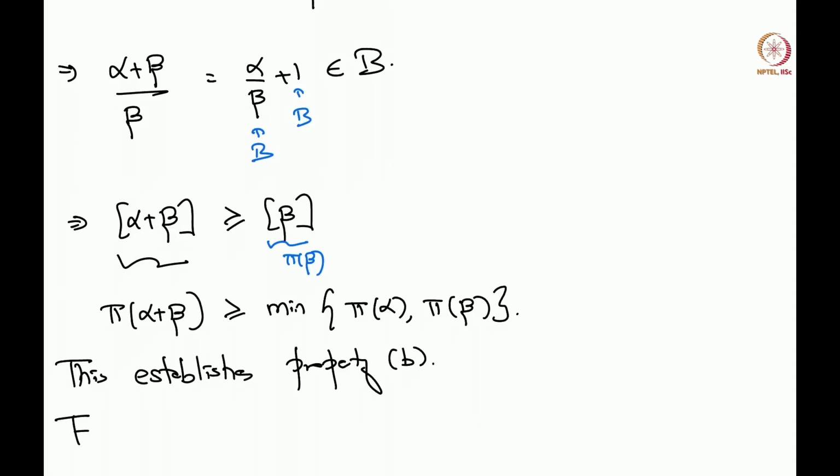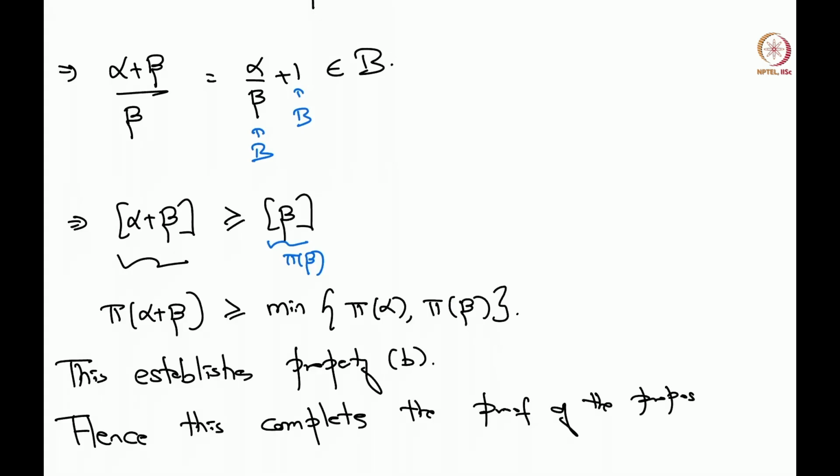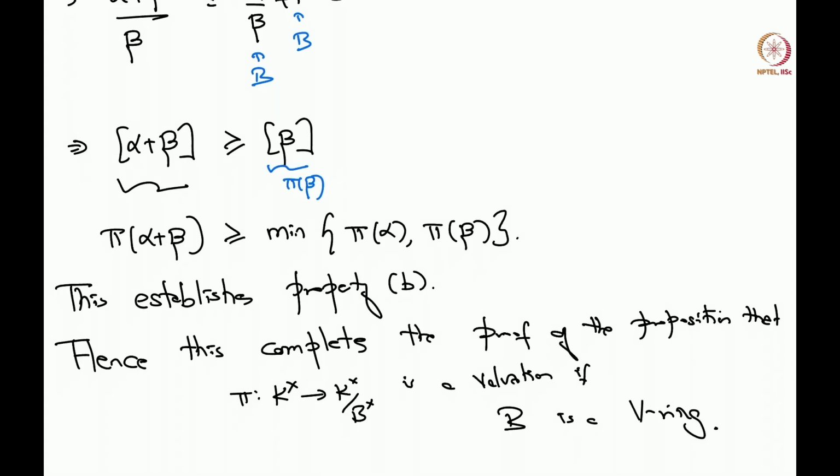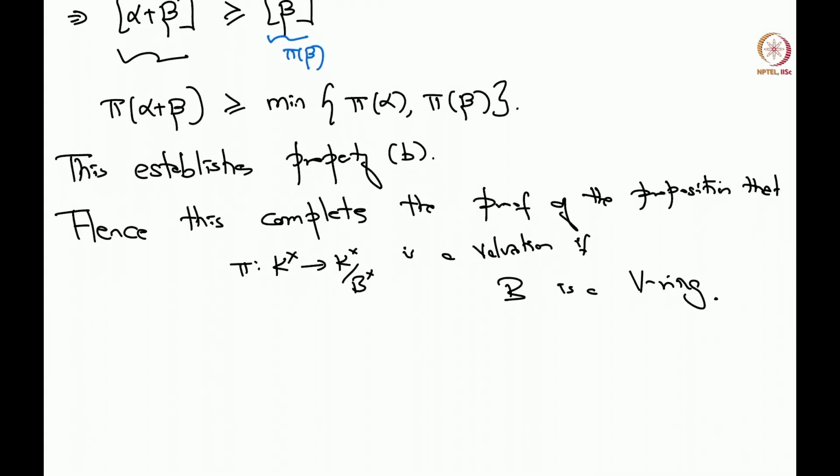And hence this completes the proof of the proposition that the natural surjection from K cross to K cross mod B cross is a valuation if B is a V ring. Okay. So if B is a V ring, we have a natural valuation to consider, and if you have a valuation, one natural ring that we can consider is this valuation ring.